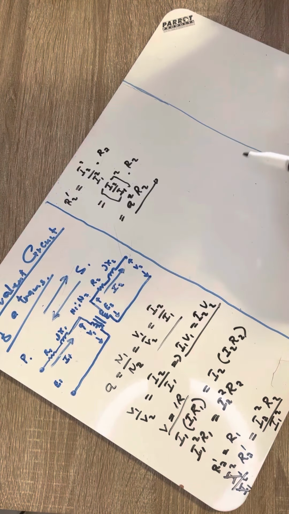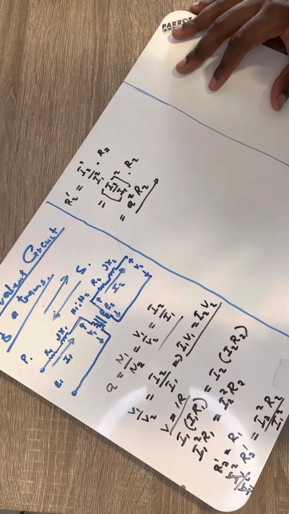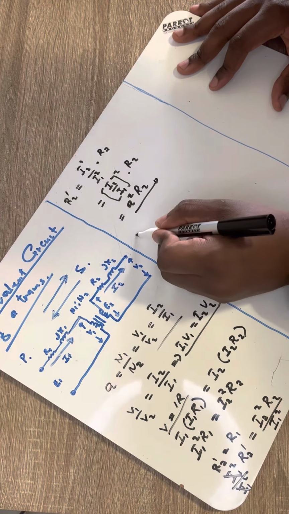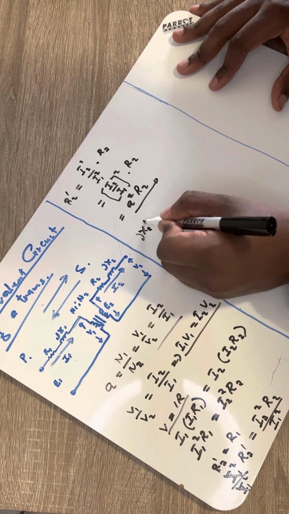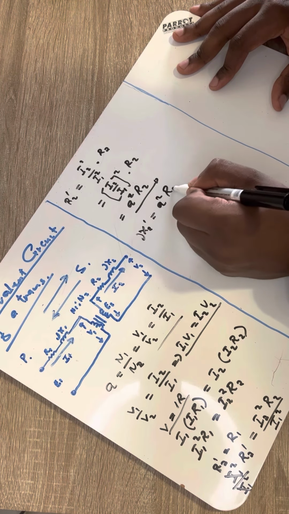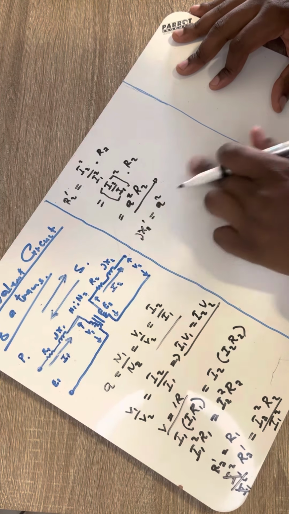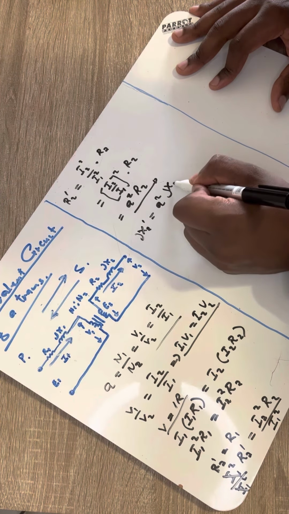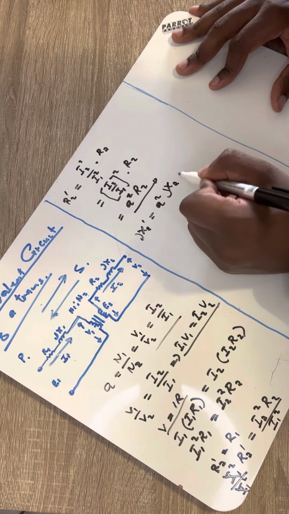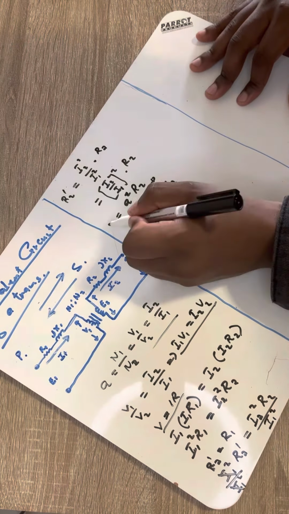This formula also applies when you want to take jX2 to the primary side. Let's say jX2 prime will be equal to A squared jX2. It also works the same. Okay.